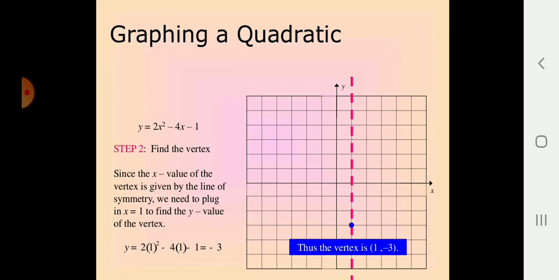So graph the quadratic y equals 2x squared minus 4 times x minus 1. So step 2, find the vertex. Since the x value of the vertex is given by the line of symmetry, we need to plug in x equals 1 to find the y value of the vertex. So y equals 2 times 1 squared minus 4 times 1 minus 1 equals negative 3. So the vertex is (1, negative 3).